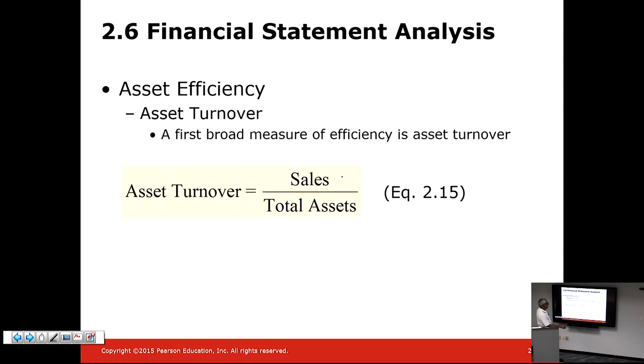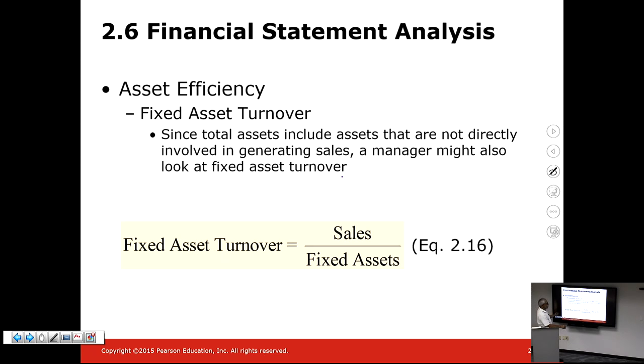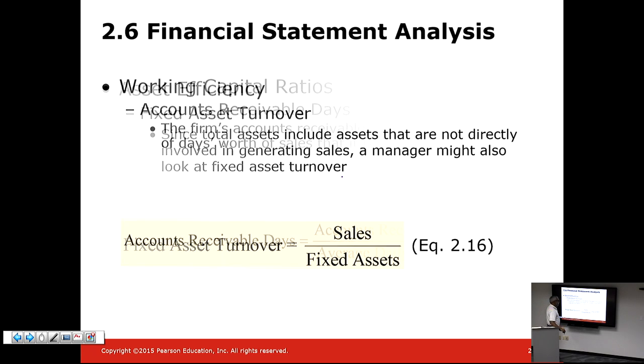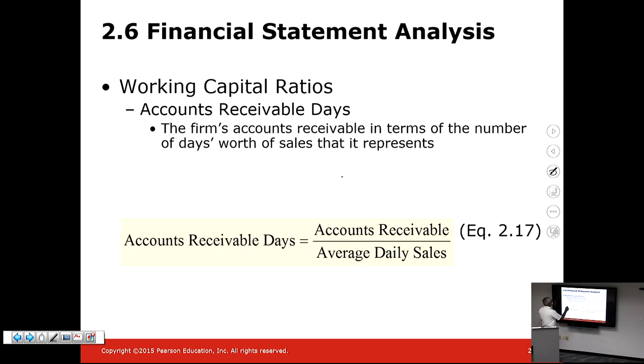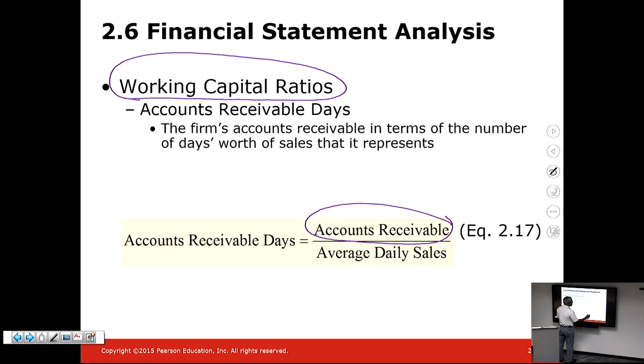And I can do different variations of that, compare sales to total assets, or I can compare sales to fixed assets, and that will give me fixed asset turnover. Then I get what are called a group of ratios that tell us my utilization of working capital. How long does it take for me to collect on my accounts receivable? Recall what accounts receivable are. These are things that we are owed. This is cash we are expecting to receive in the future. The question is, how long does it take us to receive that cash?